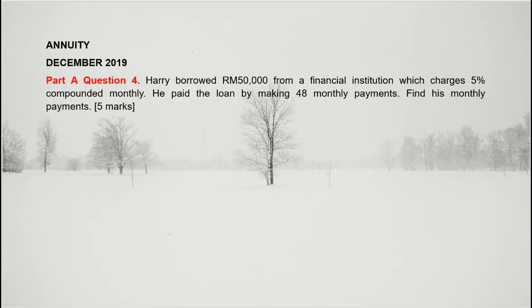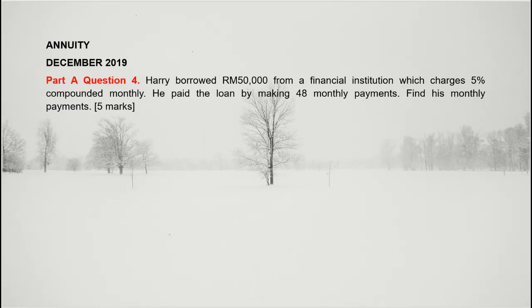The first problem that we will discuss in this video is taken from the December 2019 final examination paper, Part A, question number 4. Okay, let's see what the question is all about. Harry borrowed Rs 50,000 from a financial institution, which charges an interest of 5% compounded monthly. He paid the loan by making 48 monthly payments.